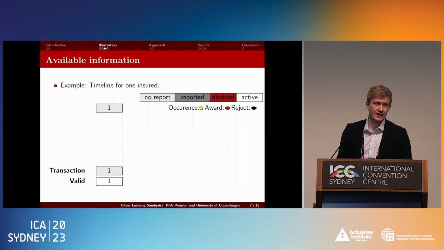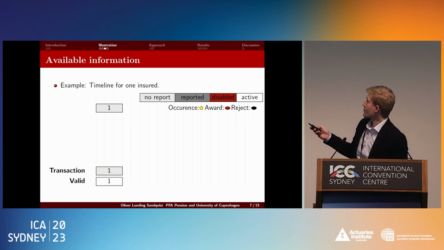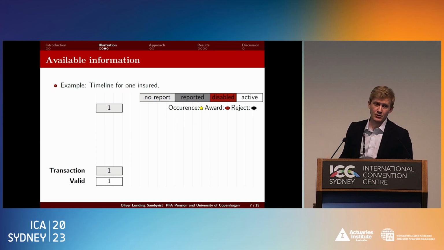So let's here take one insured, and we say that he can be in some different states. So you can have no reported disability claim, you can have reported a disability, you can be disabled, and you can be active. And then also certain events can occur. There can be a disability occurrence. We can award the disability report, or we can reject the report.